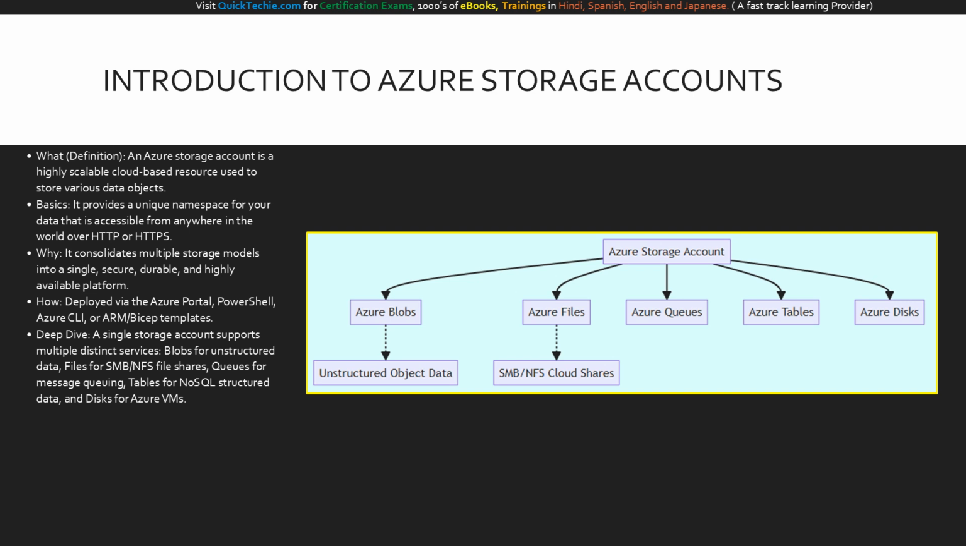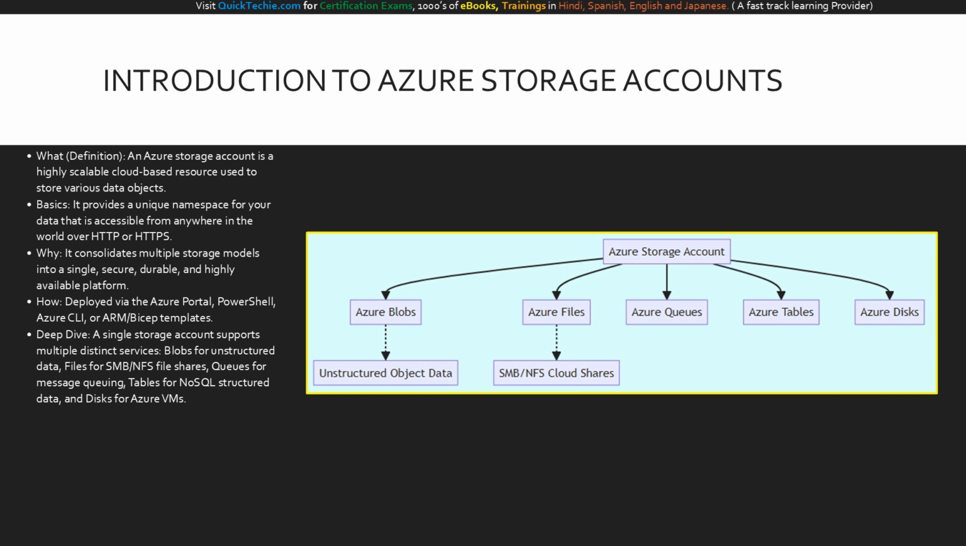Why do we use it? Because it consolidates multiple distinct storage needs into one easily managed platform. How do we interact with it? Through standard tools like the Azure portal or command line interfaces. Diving deeper, it's crucial to understand that one storage account acts as an umbrella for 5 core services: blobs for objects, files for network shares, queues for messaging, tables for NoSQL data, and managed disks for virtual machines.